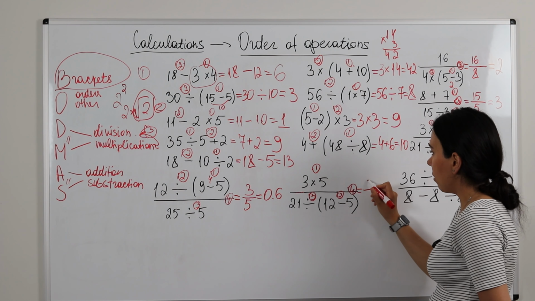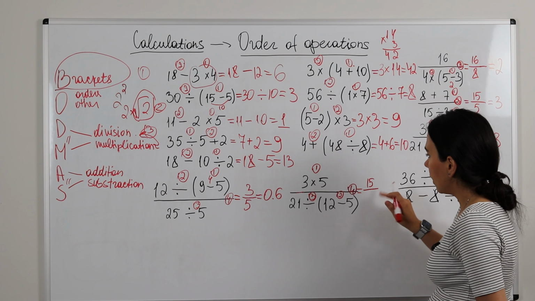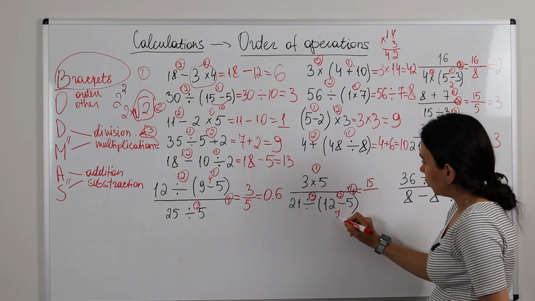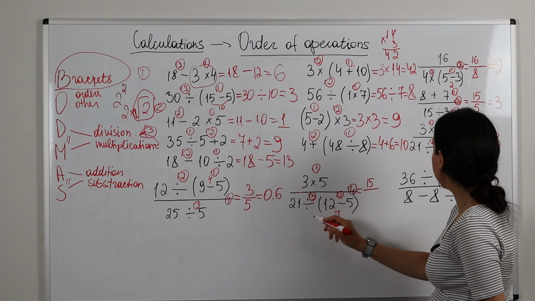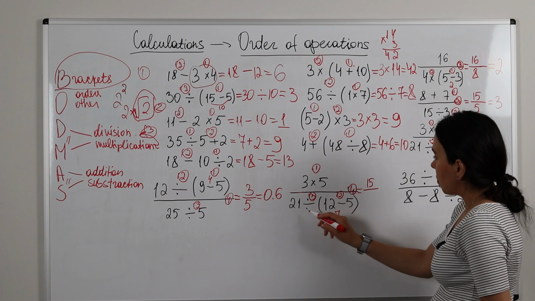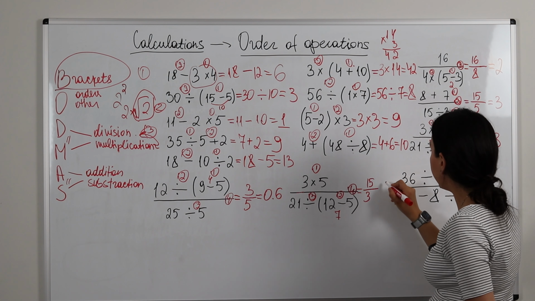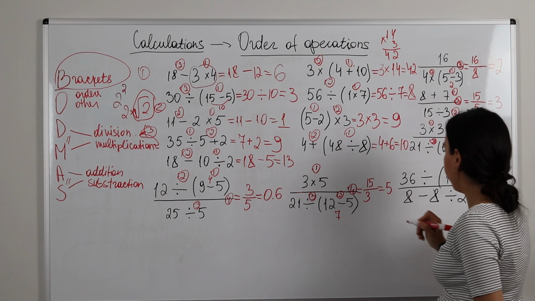3 multiplied by 5 would be 15. 12 minus 5 would be 7. 21 divided by 7 would be 3. And 15 divided by 3 would be 5.